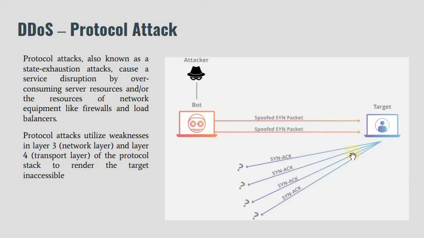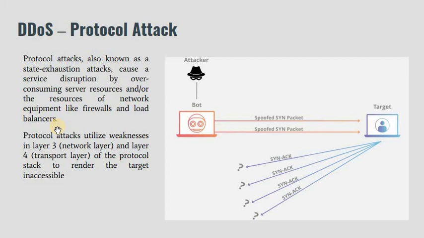We come to protocol attack. There are three different types, and this is the second one. Protocol attacks, also known as state exhaustion attacks, cause a service disruption by over-consuming server resources and/or the resources of network equipment like firewalls and load balancers.